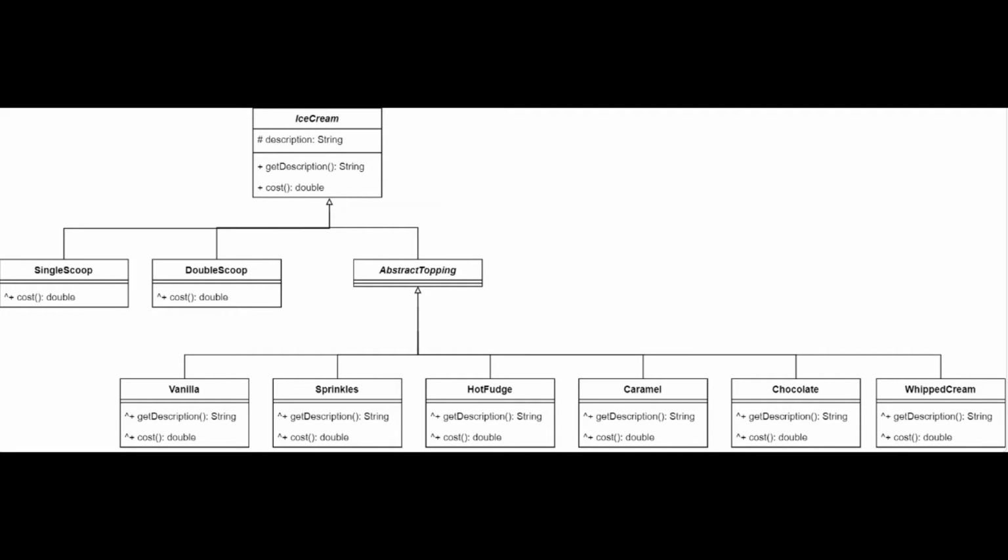Under abstract topping, or extending from abstract topping, we have all of our decorators: caramel, whipped cream, hot fudge, and sprinkles, all the toppings which can be used to create unique ice creams, as well as vanilla or chocolate, our 2 flavors.